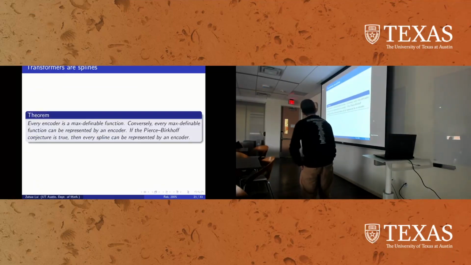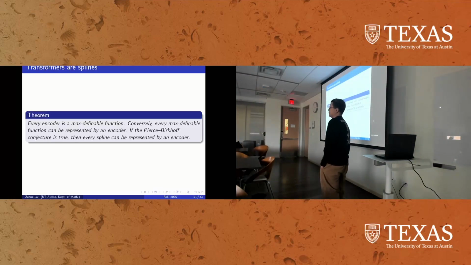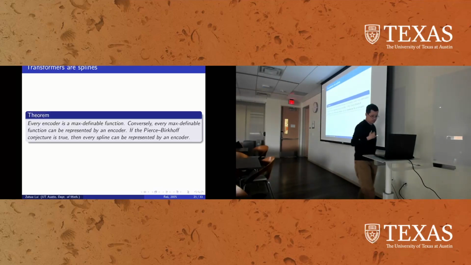So we can prove a theorem that says, first of all, each encoder is a max definable function, which is just by definition. This is a trivial direction. But conversely, every max definable function can be represented by an encoder. Those operations, addition, multiplication, and maximum, can all be represented using encoders. And of course, if the Pierce-Birkhoff conjecture is true, then every spline, every piecewise continuous polynomial, can be represented by an encoder. So we have a theorem that somehow characterizes the class of ReLU encoders, ReLU transformers. Of course, this relies on an unsolved conjecture.